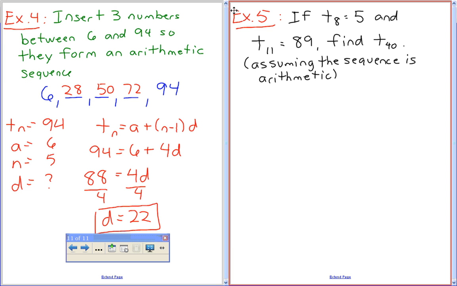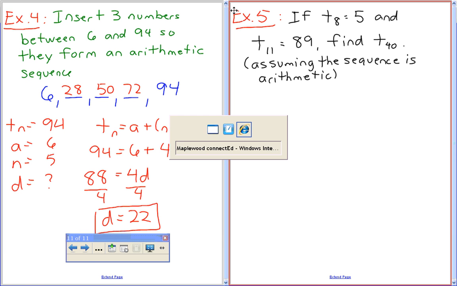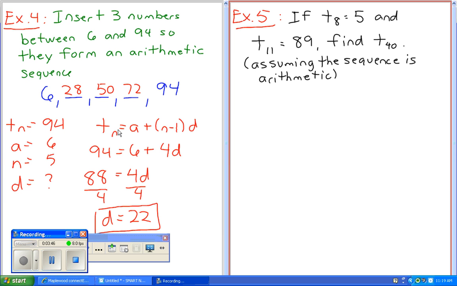Okay, I'm going to hit pause or stop on the video. Give you guys a chance. This one is the most difficult one of the day. Please put a star and a heart beside this question, because this will be on your test and your final exam.